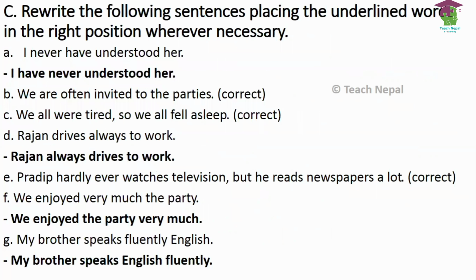See number C here, you have been given to write the position of adverb, right? Rewrite the following sentence, placing the underlined words in the right position wherever necessary. बुकमा चाहिँ wherever necessary नदिएको भएर त्यहाँ confusion create भएको थियो, right? For example, number A, I never have understood her. I have never understood her. We are often invited to parties. That's correct, so no need to do that. Number C also correct. We were all tired, so we all fell asleep. Rajan drives always to work. Rajan always drives to work. So in this way, please go through these things in the bold form. The answers have been given.